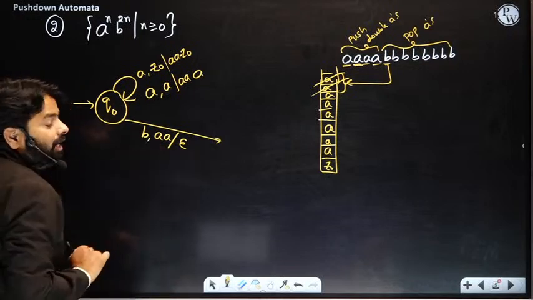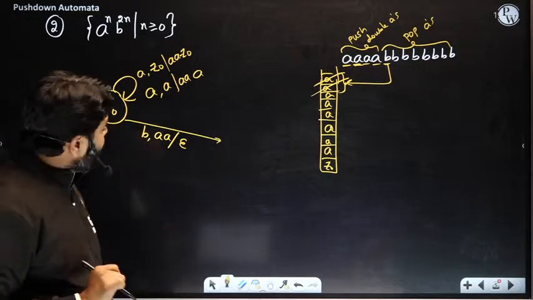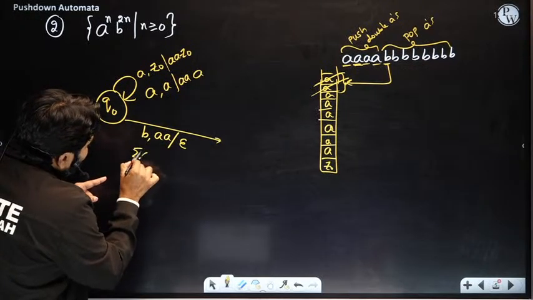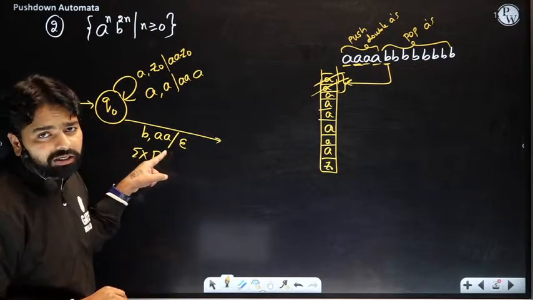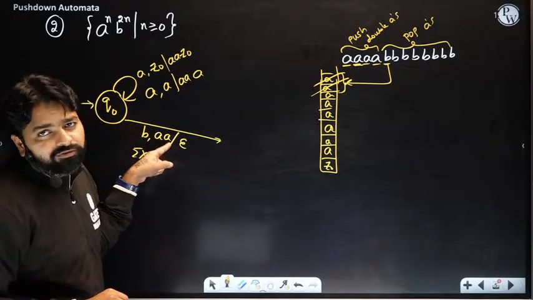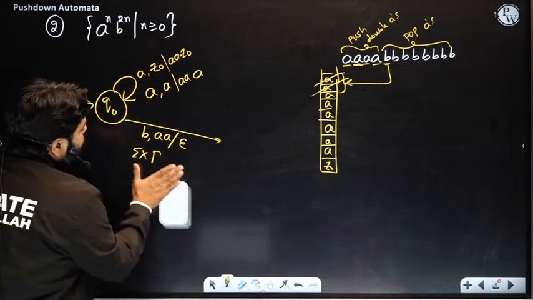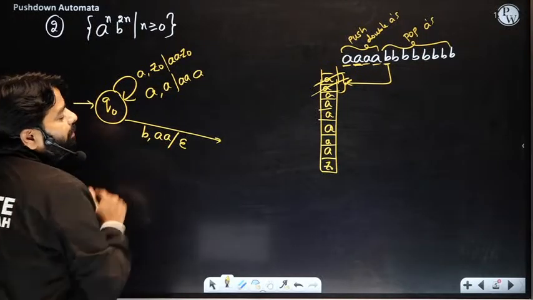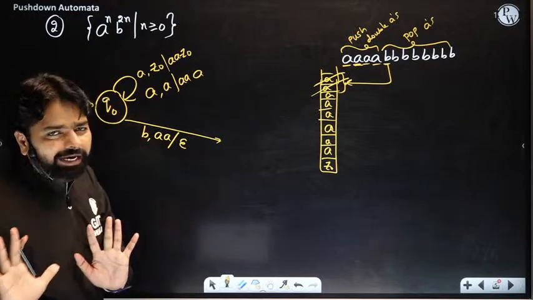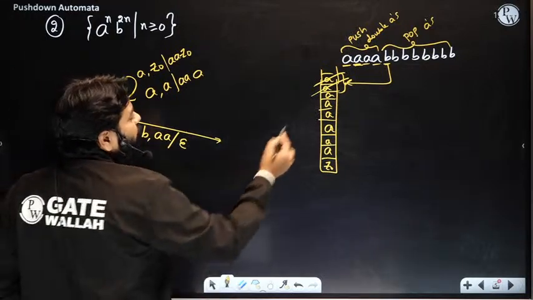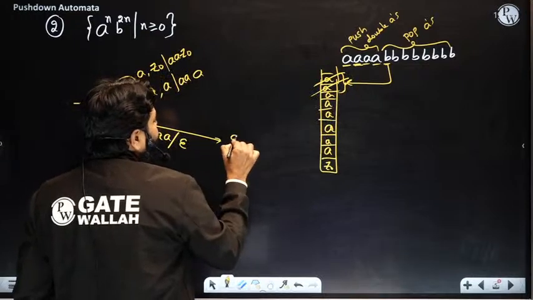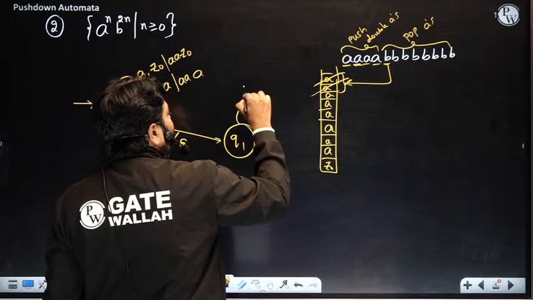But this double a you cannot write in a deterministic PDA. Why? Here, if you remember, it is sigma cross gamma, not gamma star. So here you can keep only 1 a if you want, right? So this deterministic transition should not appear like this. Anyhow, I am designing a PDA, so I have no issue. So for 1 b I pop 2 a's, every b I pop 2 a's.